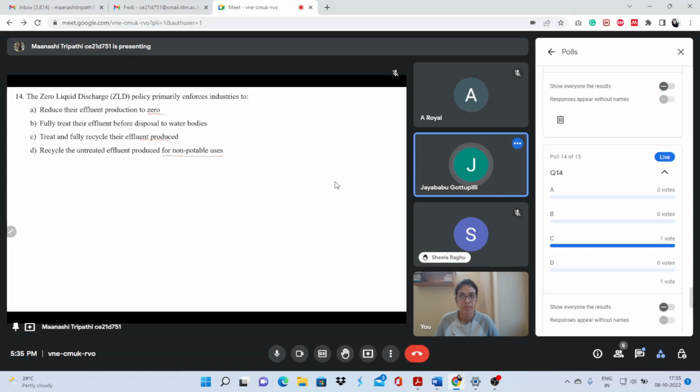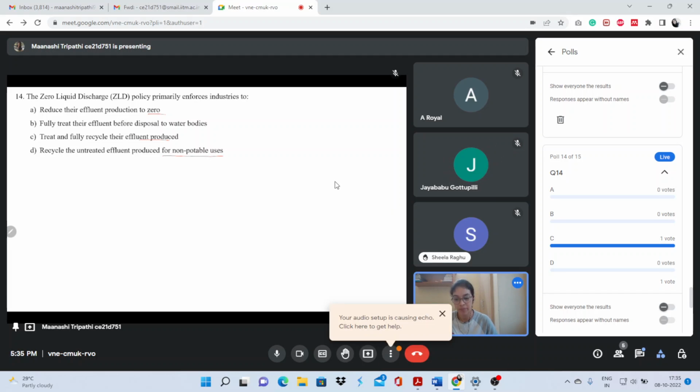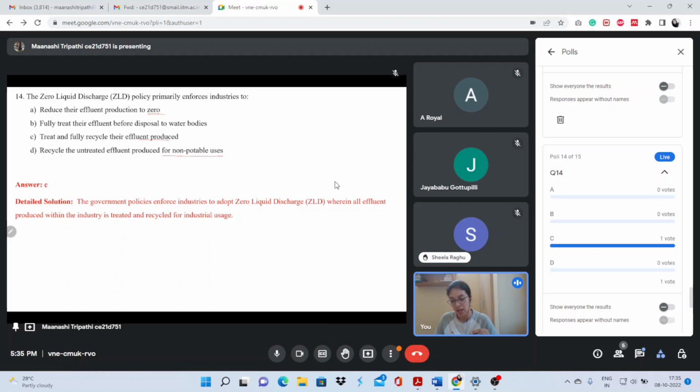Option A, madam. Okay, we'll see. So the answer is C. See, it is not option A. The problem is it is not possible to zero the effluent production. Effluent will be produced. Anything we do, some effluent will be produced. So the point is reusing that effluent. So that is option C.